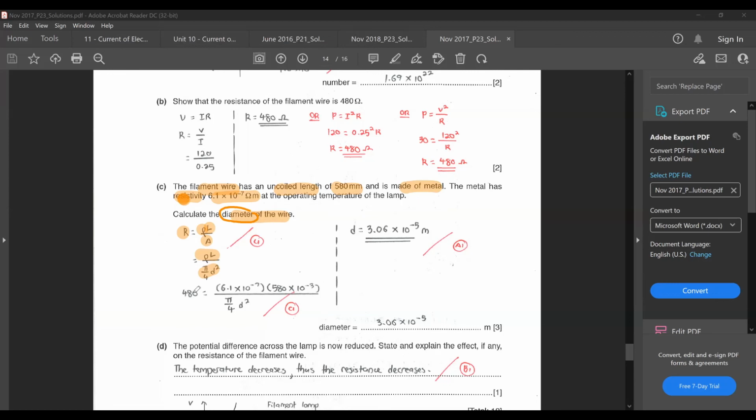So here, resistance is 480. You found it already. Resistivity is 6.1 times 10 power 7. The length is 580 millimeter. Divide by pi over 4 D squared. Solve that, you will get 3.06 times 10 power minus 5 meter.